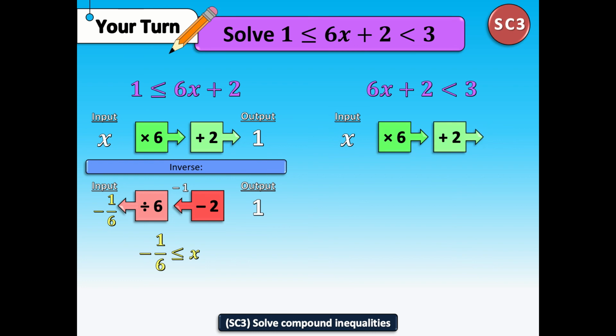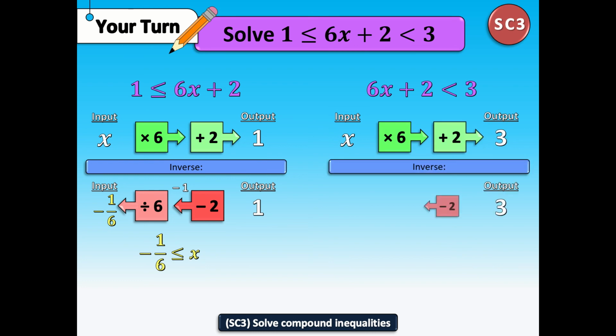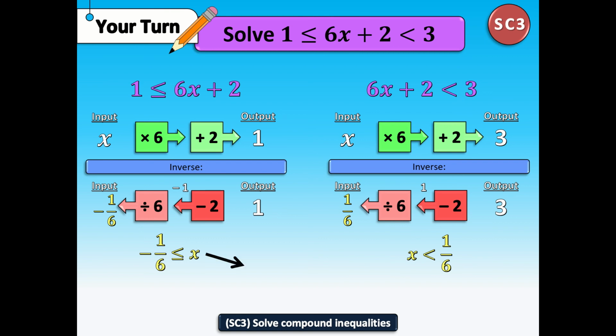Then I can solve my second inequality, work backwards doing the opposite. 3 take away 2 is 1, and 1 divided by 6 is 1/6. So x is less than 1/6. I can now join these two answers up. So minus 1/6 is less than or equal to x, which is less than 1/6.